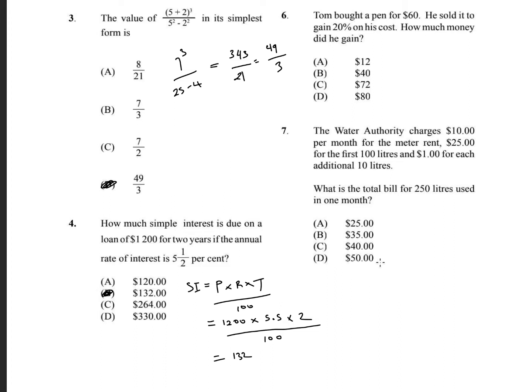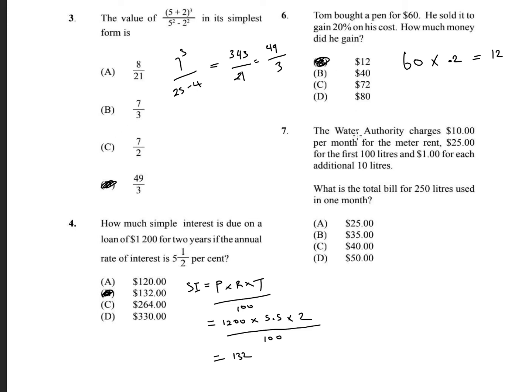Number 6. Tom bought a pen for $60. He sold it to gain 20% on his cost. How much money did he gain? What this question is asking you for is 20% of 60. So to do that, you say 60 times 0.2, which is the same as 20%. 20% of 60 is 12. Your answer is A. Tom gained $12.